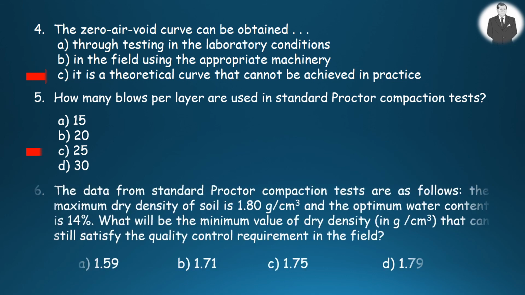The next question: data from standard Proctor compaction tests are as follows. The maximum dry density of soil is 1.80 grams per cubic meter, and the optimum water content is 14%. What will be the minimum value of dry density that can still satisfy the quality control requirement in the field?